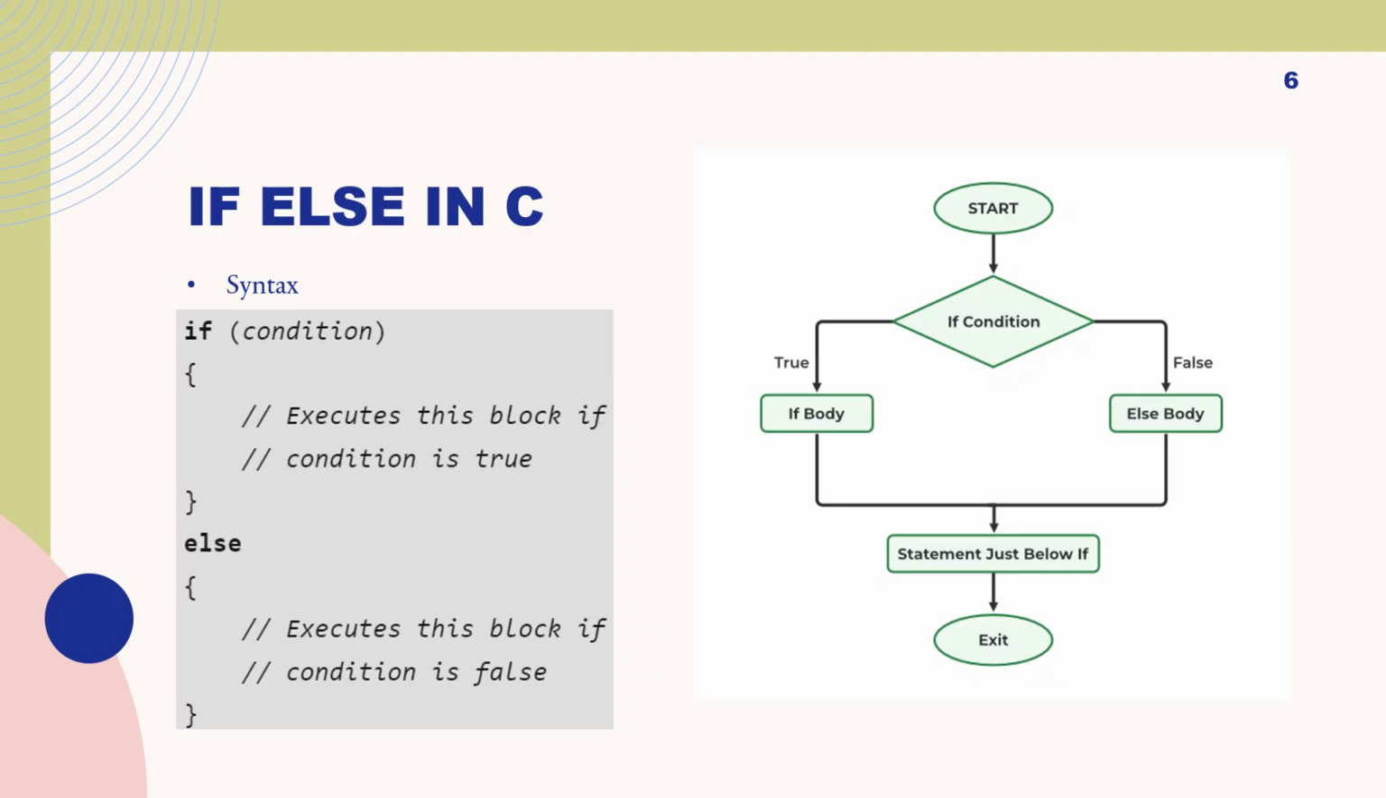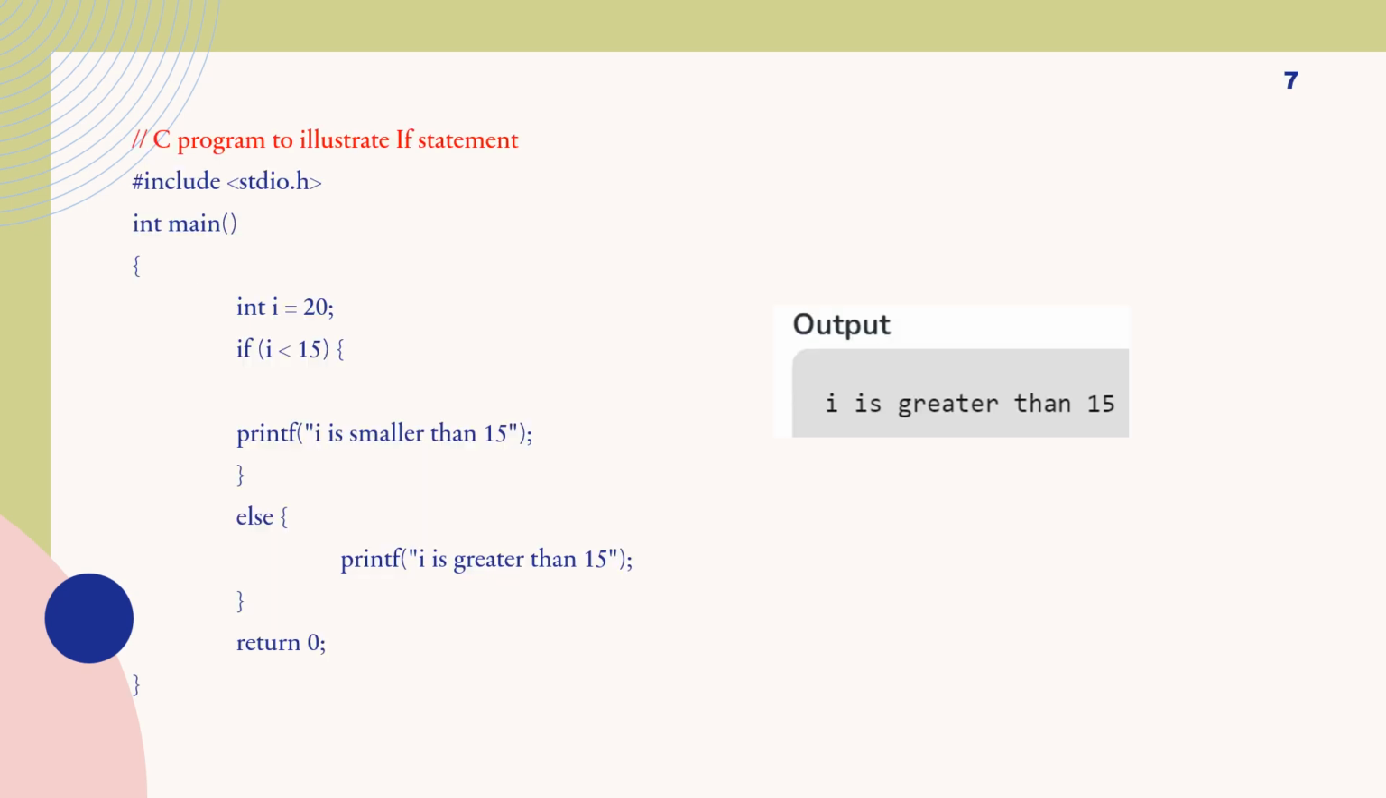So coming to the next one, if else in C. The syntax goes like this: if the condition is true, that specific block will be executed. If it is false, the else block will be executed. You can see the flowchart of if else in C. If the condition is true, the if body is executed, and if it is false, the else body is executed. After that, the statements below will be executed.